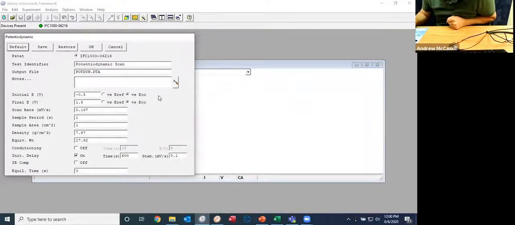So this is definitely going to be nonlinear. Scan rate right here is still the same. You want a fairly slow scan. You don't want to have a fast scan for this. And then the three key pieces of information, the area, the density, and the equivalent weight, are required. So in terms of what you're actually doing in the experiment, it's not much different than LPR. You're just scanning over a wider voltage window.